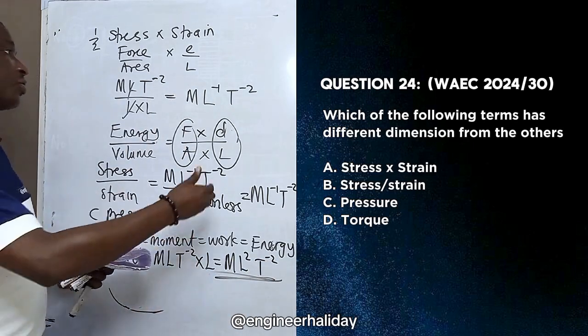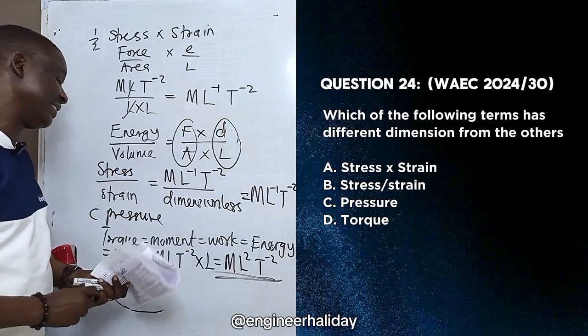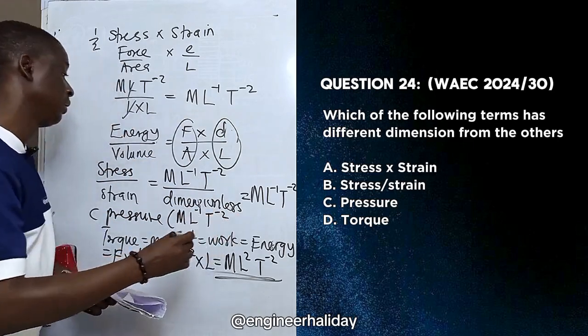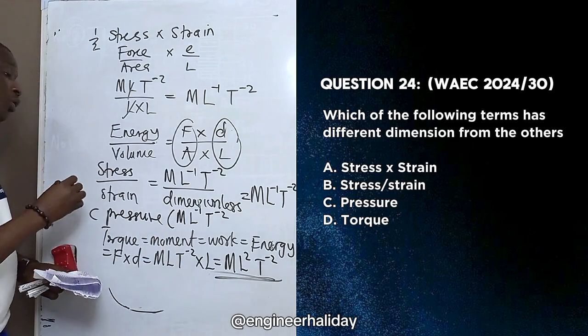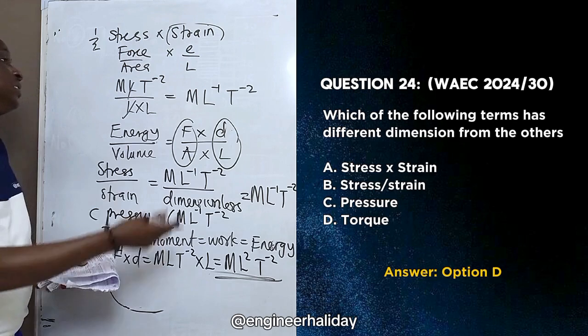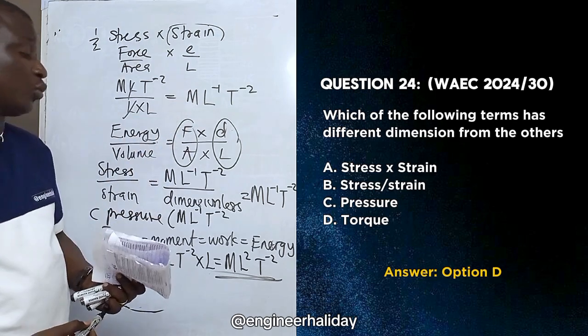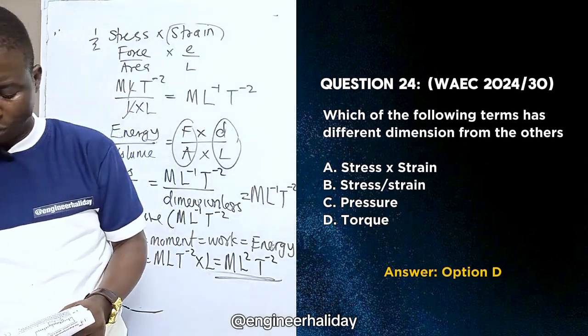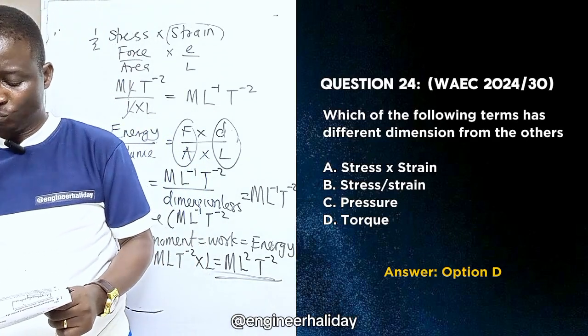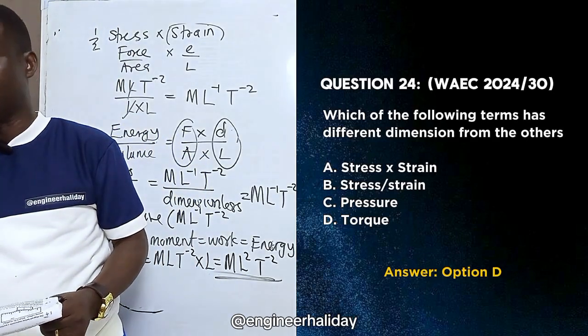And we check the others. Pressure is in this category, option C, ML^-1T^-2. Stress over strain, which is Young modulus, is also part of it. Stress, because strain is dimensionless, is also this one. So the only answer with a different dimension from the others is option D. This is 2024 UTME question number 30.